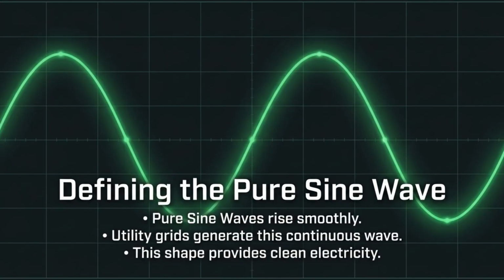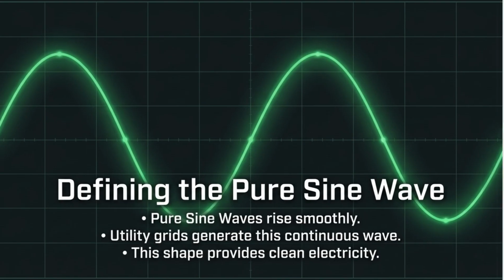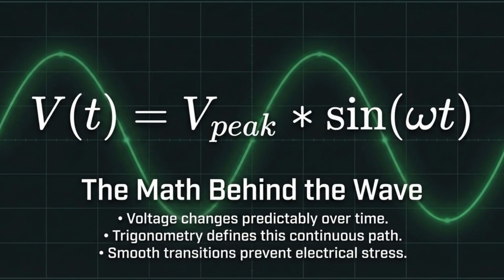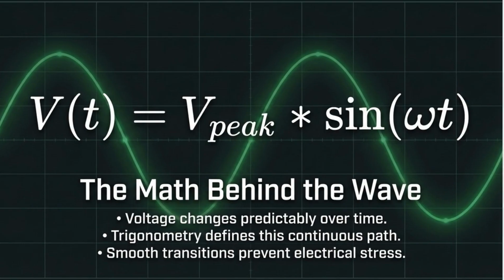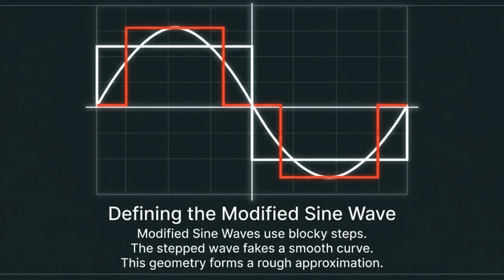Pure sine waves rise and fall smoothly. This is the same continuous waveform delivered by utility grids, providing clean and reliable electricity that most complex electronic devices are designed to use. Mathematically, this smooth transition is defined by trigonometry. These predictable, gradual changes in voltage prevent unnecessary electrical stress on components, ensuring a longer operational life for your connected devices. In contrast, modified sine waves use blocky, abrupt steps.